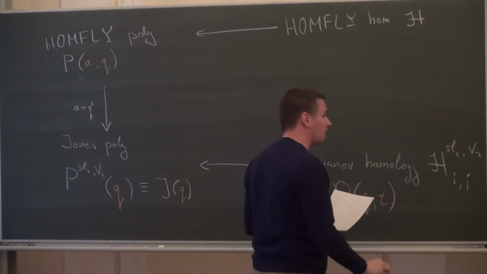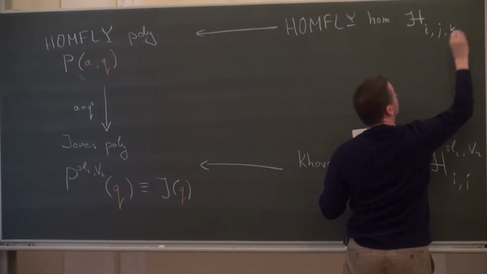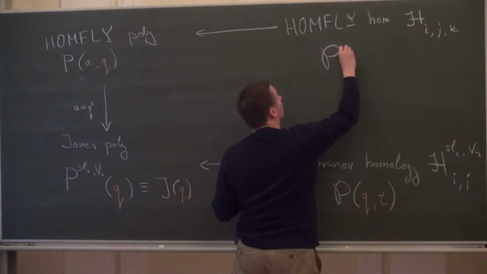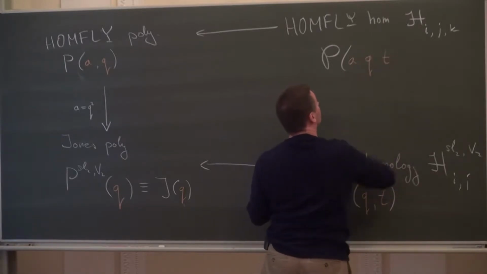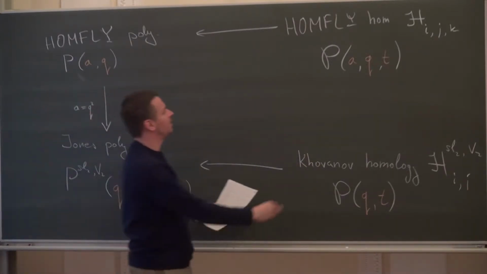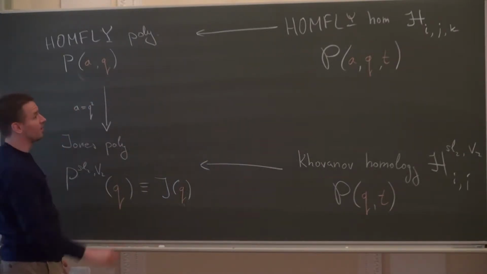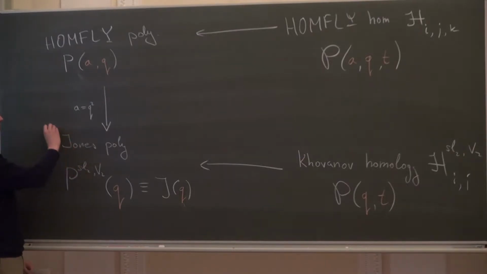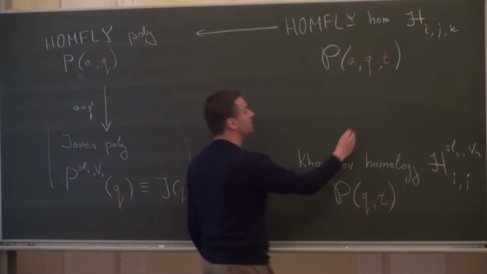And this is a triply graded theory. It has three gradings, i, j, and k. Or if you want to encode information about the ranks of these groups, you would do more or less the same. Take the Poincare polynomial, and it will depend on A, Q, and T. So this is the most advanced form of life, if you wish. It has as many variables as you can hope for. And you can see that in this diagram, the number of variables progressively increases as you go from the simplest object, the Jones polynomial, to more advanced objects which involve either variable A or variable T.